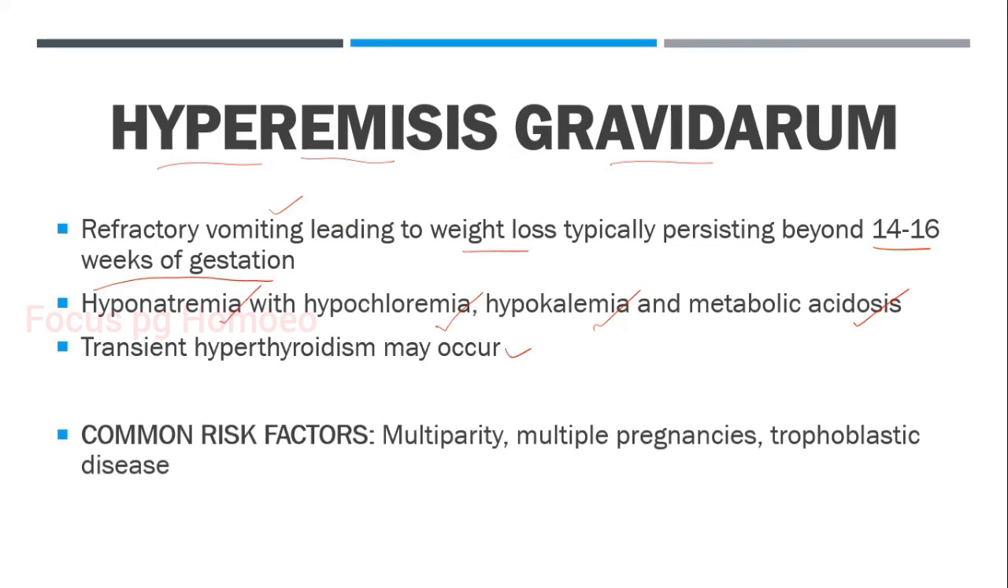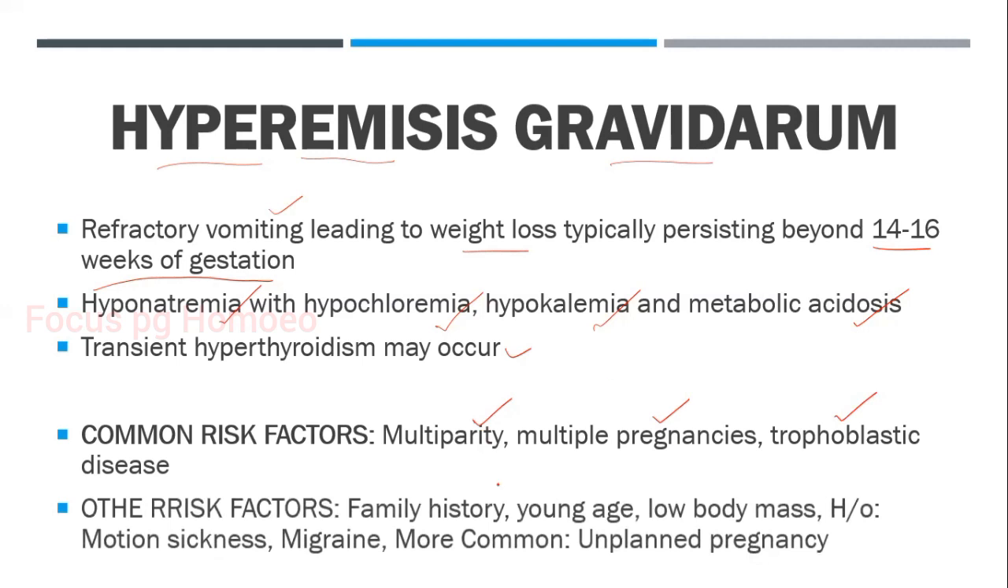Common risk factors for hyperemesis gravidarum, though the exact mechanism or exact etiological factor is not known: multiparity, a woman who has given more births, and multiple pregnancies, that means there is no spacing between the pregnancies, and trophoblastic disease. These are three common risk factors. Other risk factors include family history of hyperemesis gravidarum. That means if the mother of the pregnant girl had a history of hyperemesis gravidarum, then the daughter will also have the tendency to suffer from it.